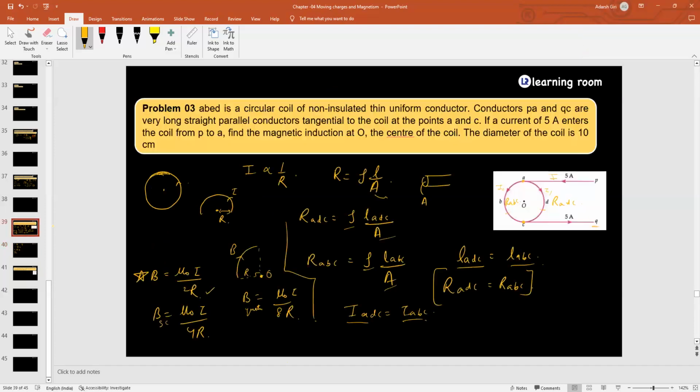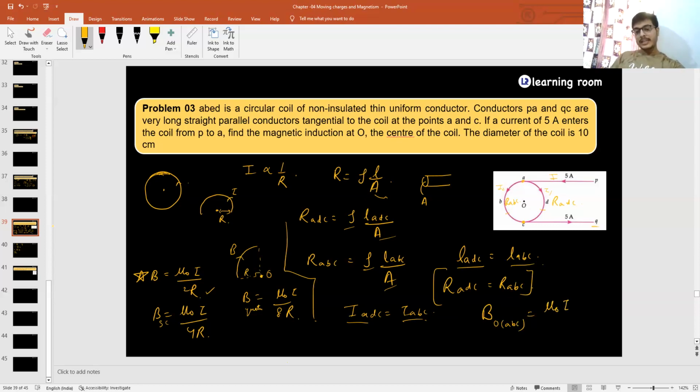Okay. Now the question was saying that we need to calculate the magnetic field due to the semicircle. So you know what is the formula for semicircle? It is mu naught I by 4r. But see here, the magnetic field at the center O due to the curvature ABC, you will write mu naught I ABC upon 2 radius, and the same magnetic field at the center O due to the curvature ADC, you will write mu naught I ADC upon twice of radius. Everyone agree or not?